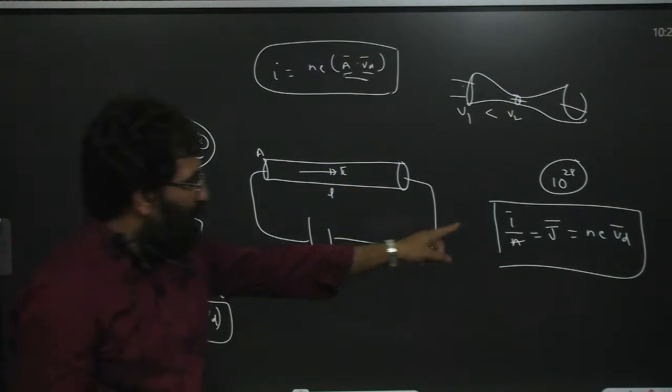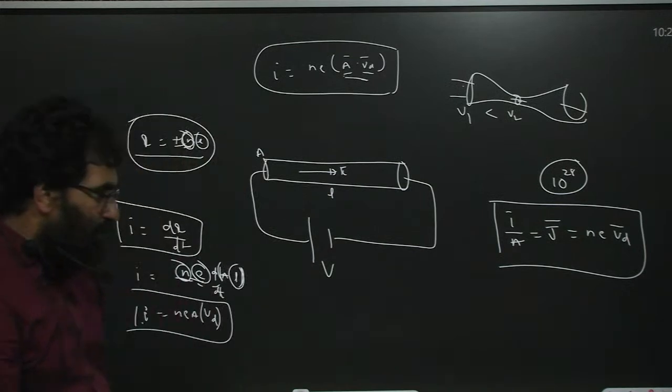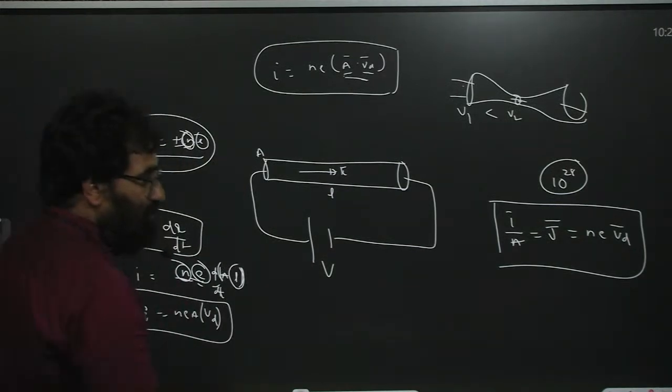Now you take I by A is equal to J, NEVd. Next, this is not Ohm's law.